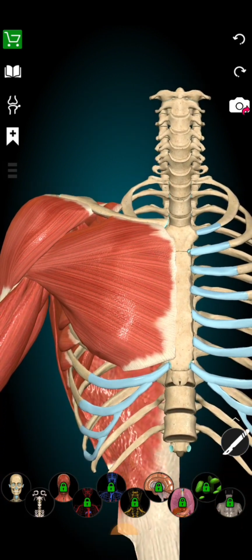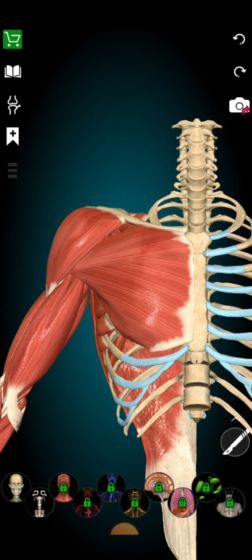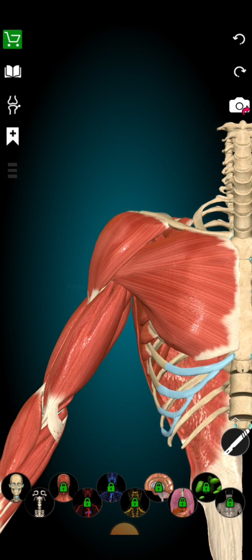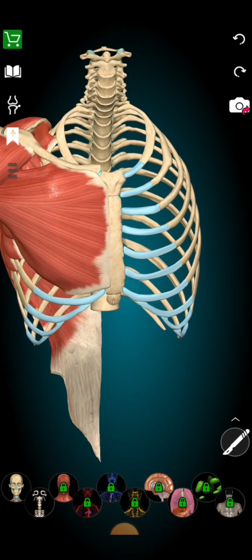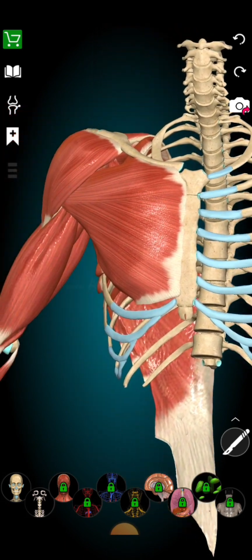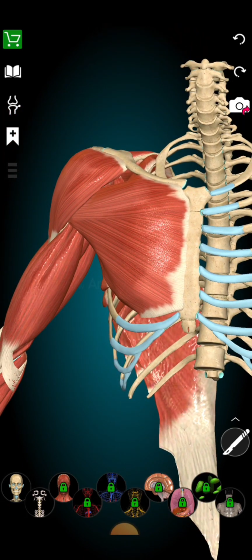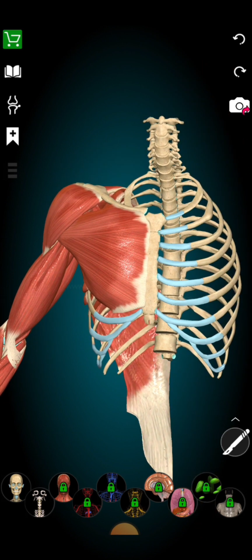Now we have to learn about the bulk of muscle we see anteriorly, called pectoral muscles or thoracoappendicular muscles, as they are connecting your thoracic wall with that of your upper limb, and also called anterior axioappendicular muscles. So let's learn them one by one.